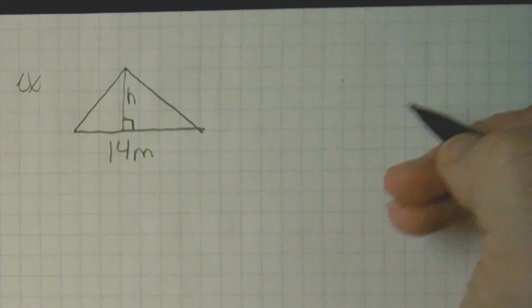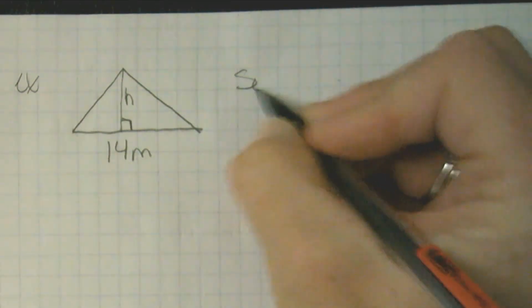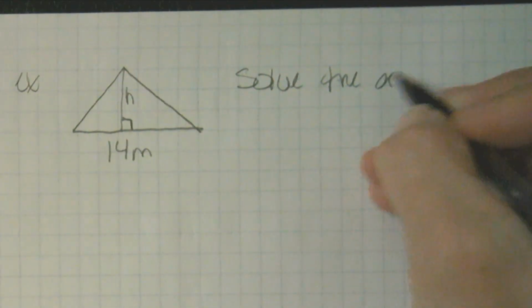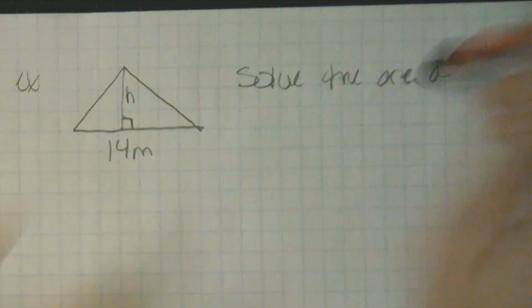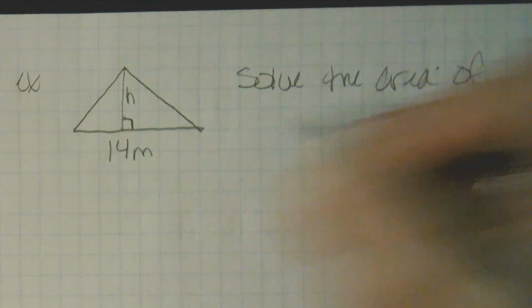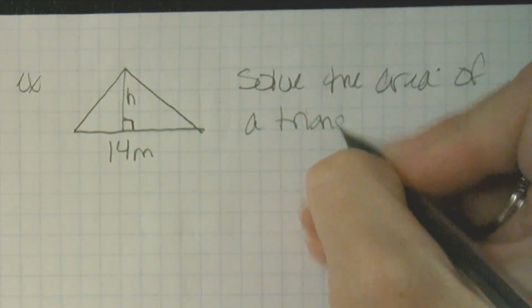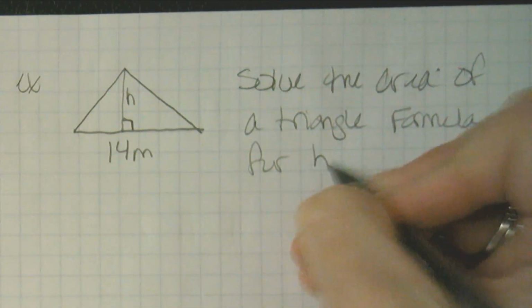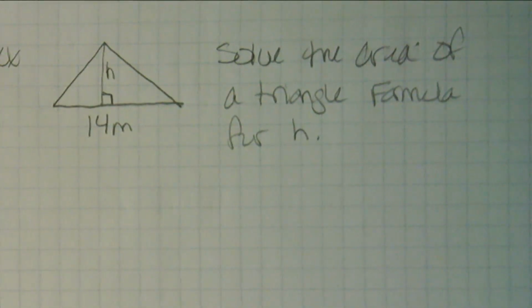All right, so what I want you to do is solve the area of a triangle formula for h. So I want you to do that right now. So what's the area formula for a triangle?